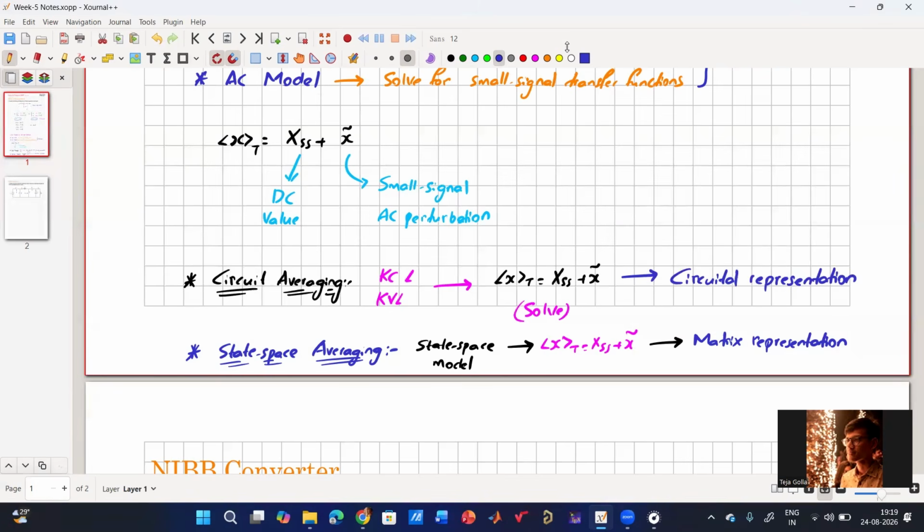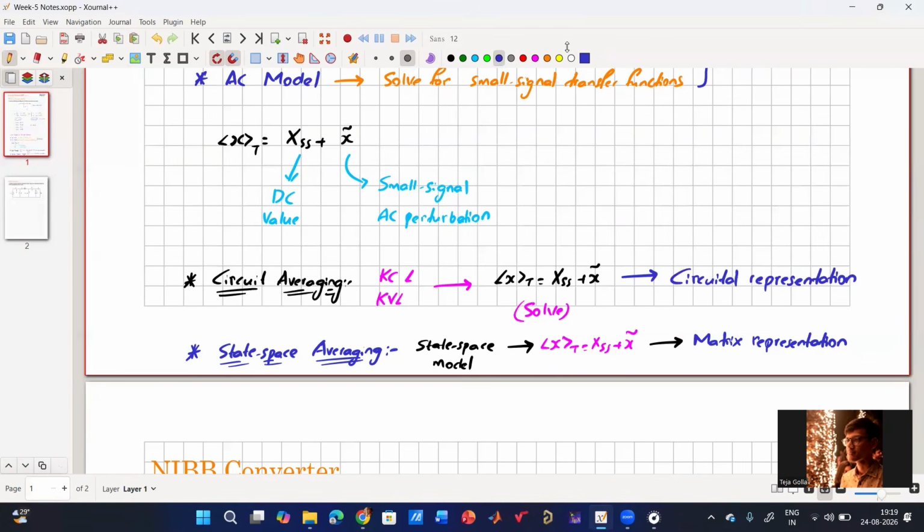Yes, in some sense, but I'll explain. You tell me what you are thinking, so I can correct, and then I'll try to explain. As you said, this tilde will not come in the large signal model, which to some extent is correct.